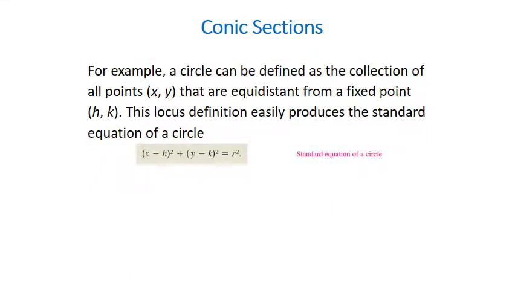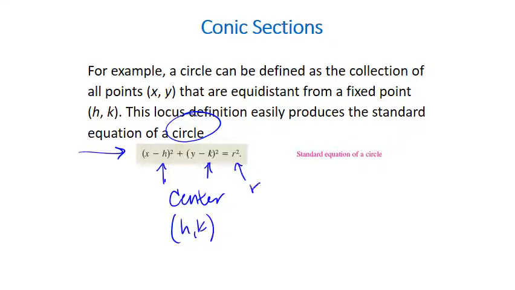Now, the first conic involves a circle, and you should recognize that this is the standard equation of a circle. It's actually nice because h and k represent the center of the circle. So the center is (h, k), and the radius is r. So if you're given a formula like this, it's easy to graph the circle and then identify important parts of the circle. We're not going to spend a lot of time graphing circles and looking at equations of circles in this particular class.